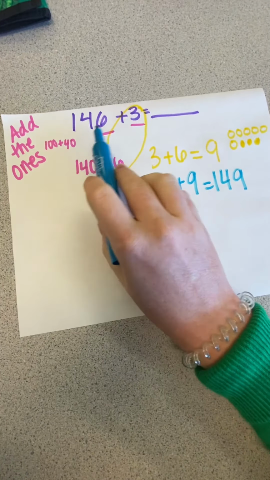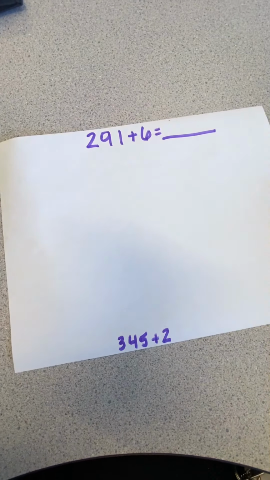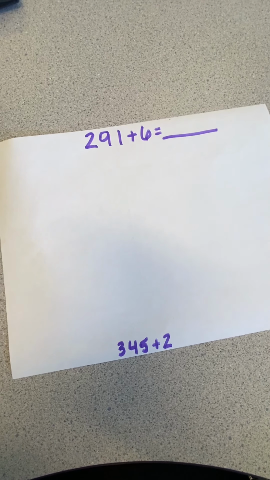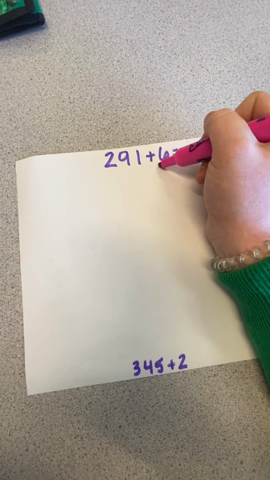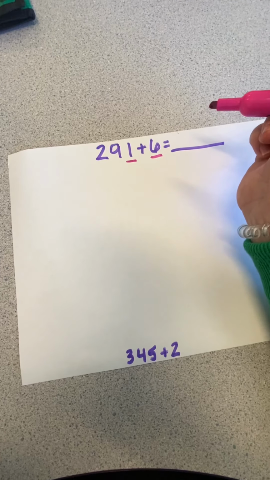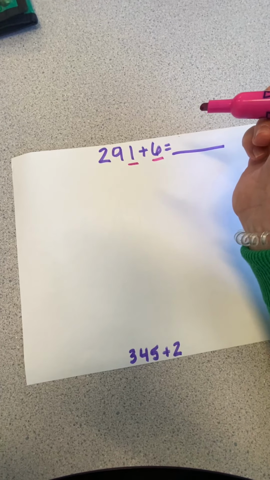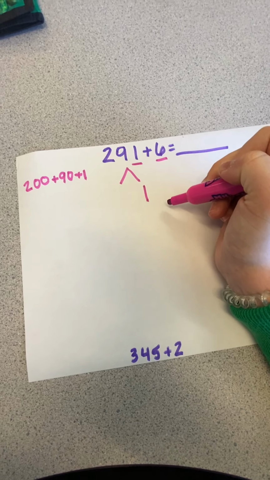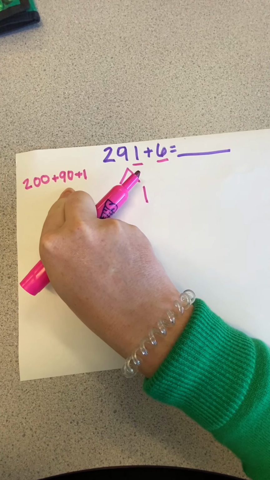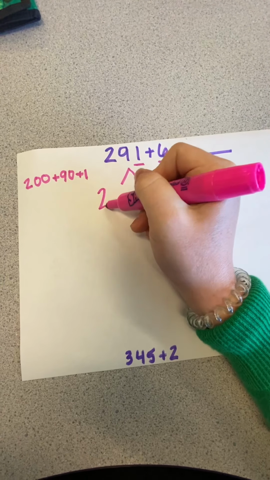Our next example is 291 plus 6. Again, I'm going to think about adding my ones since I see that I have 6 ones to add to the 1 that I have in 291. If I were to write 291 in expanded form, I would have 200 plus 90 plus 1. So when I decompose this number, 1 will stay by itself, and then 290 will be the rest of that number.